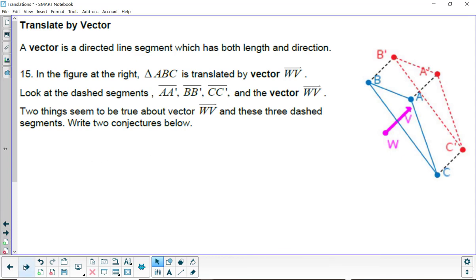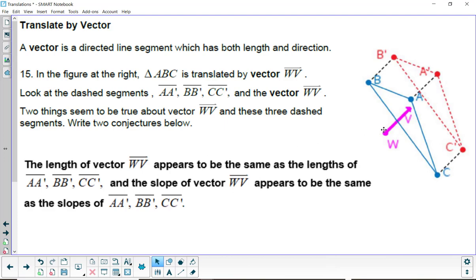Well, we hope you came up with this. The length of vector WV seems to be the same length as these 3 segments. And the slant, or the direction, or the slope, seems to be the same for these 3 segments and for the vector. Let's go ahead and investigate that.